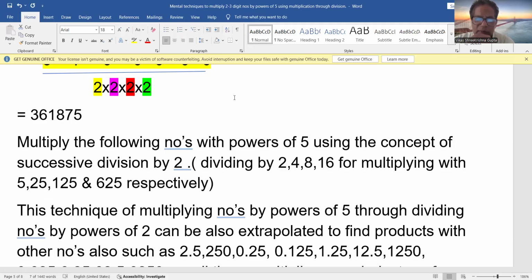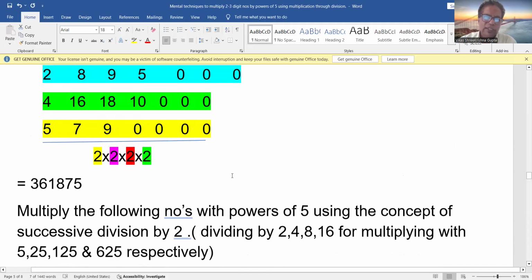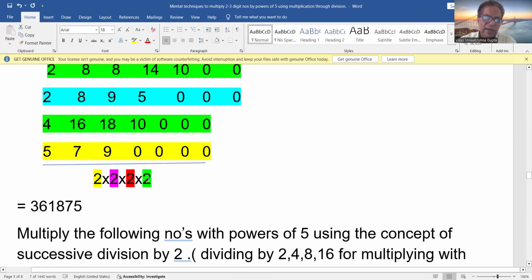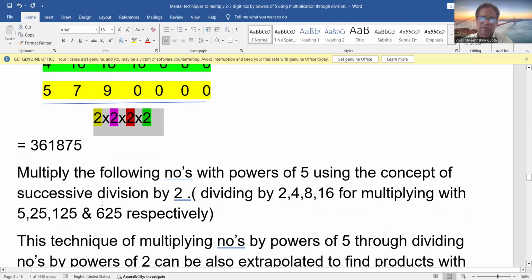And in the same way, if you multiply the number by 625, it means you have to divide by 16, that is 2 into 2 into 2 into 2, that is dividing 4 times by 2. Just as I have shown in the example, 579 into 625 is equal to 579 0000, and then dividing by 2 4 times. So the final answer you get is 361875.